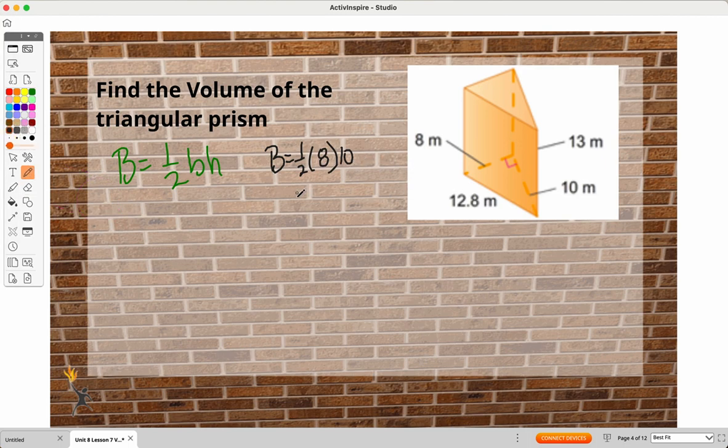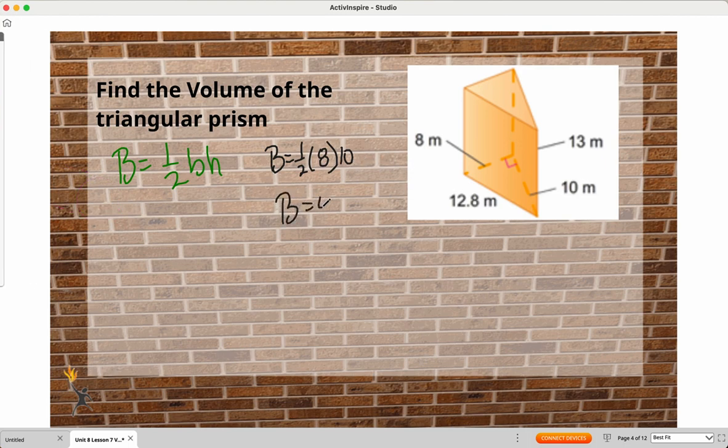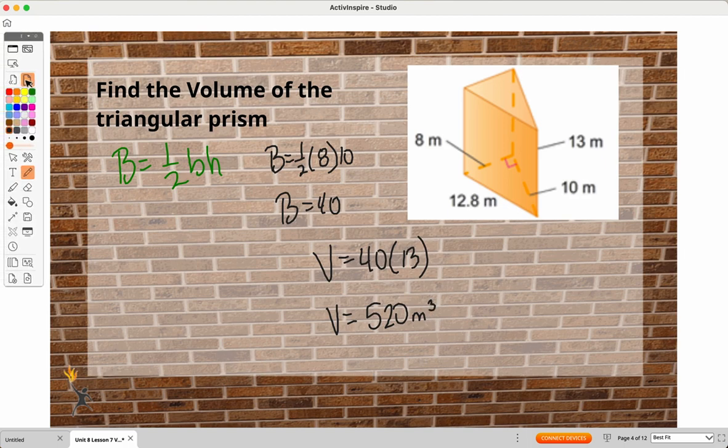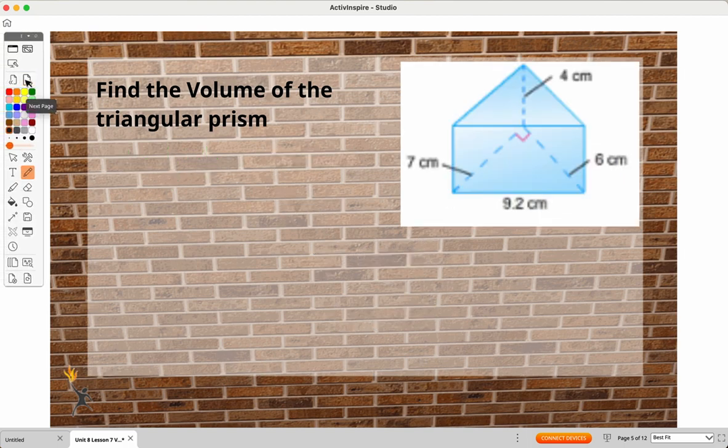So this math comes out to be big B is equal to 40. So if we put it into our formula, volume equals 40 times 13. And again, love my calculator because this makes it so much easier. 40 times 13 gives me the answer of my volume, in this case 520 meters cubed. All right, go ahead and find me the volume of this shape. Pause the video if you need to, and then start it again when you're ready.